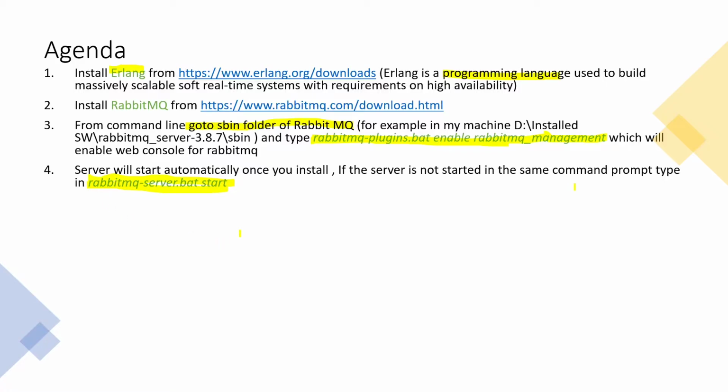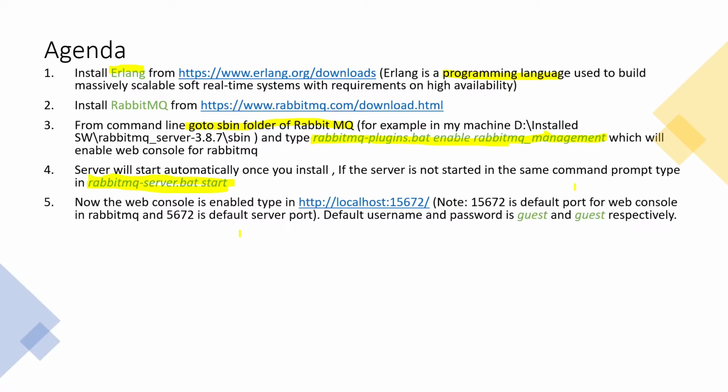So RabbitMQ server will be started if it is not already started. To check the console, the default port for the web console for RabbitMQ is 15672. As you can see here, http://localhost:15672. So 15672 is the default port for the web console in RabbitMQ, and 5672 is the default server port. This is the web console port and this is the server port.